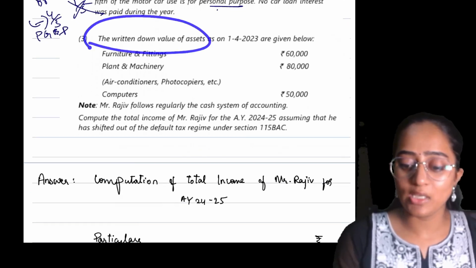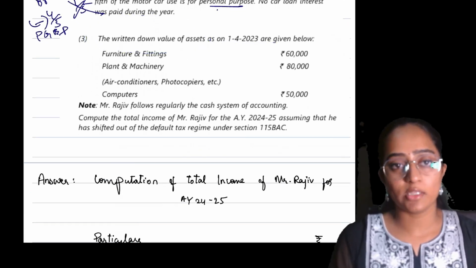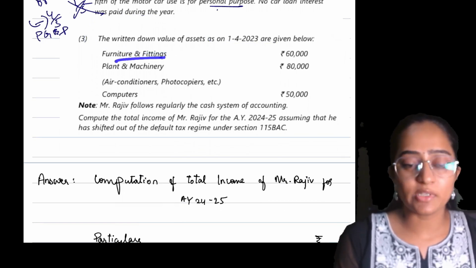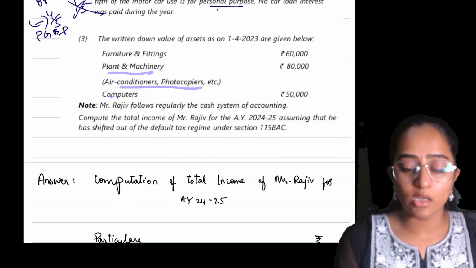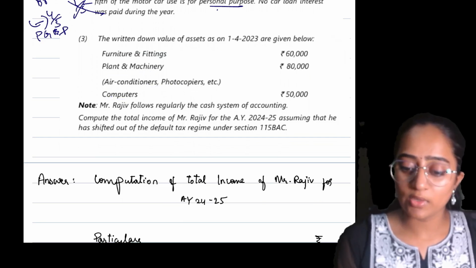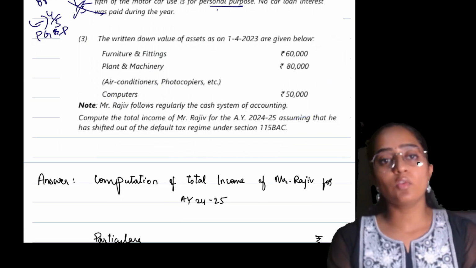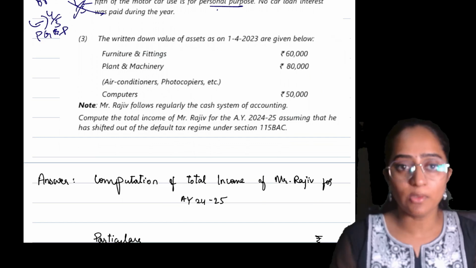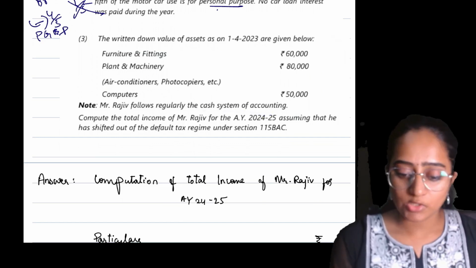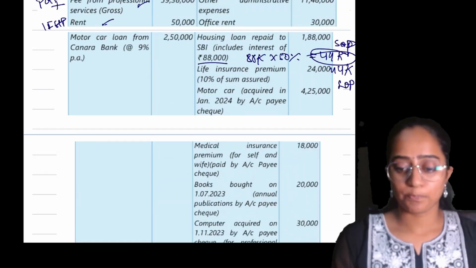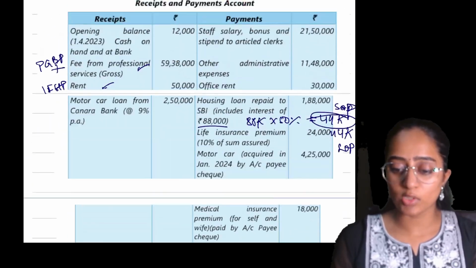The written down value of the assets as on 1/4/2023 is given below: furniture and fittings, plant and machinery, air conditioner, photocopiers, computers. That is, they have given the written down value, the opening balance information. And this person follows the cash system of accounting, and we should do as per the normal regime. Clear? Now let's come back to the point.